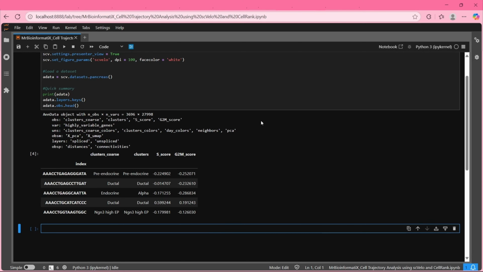Now let's perform step 2, which is preprocessing and normalization. Before computing RNA velocity, we need to filter low-quality genes, those that are not detected often, and normalize counts so all cells are comparable.